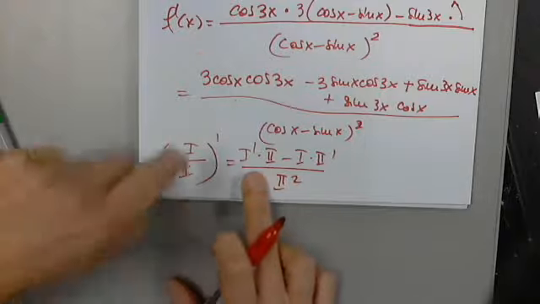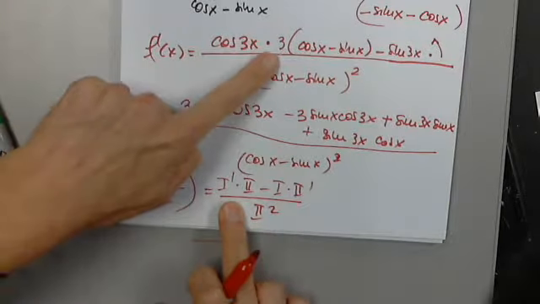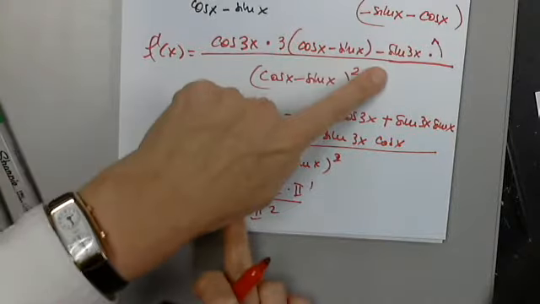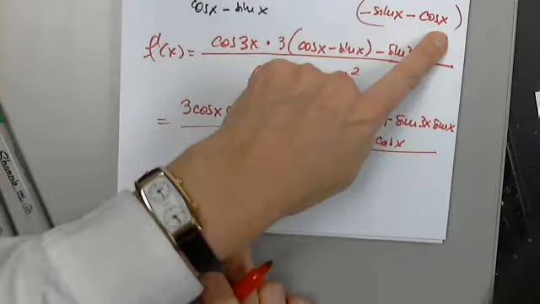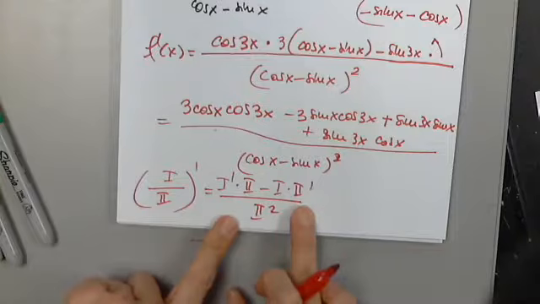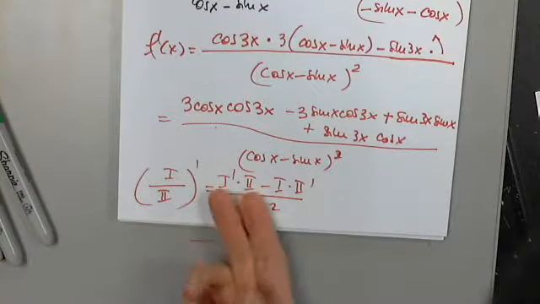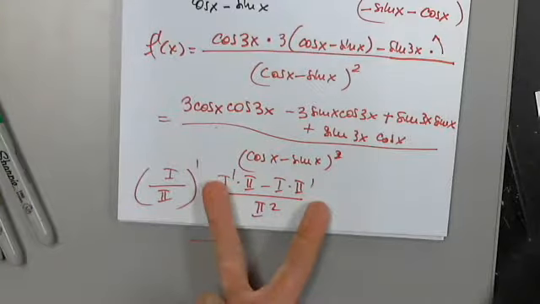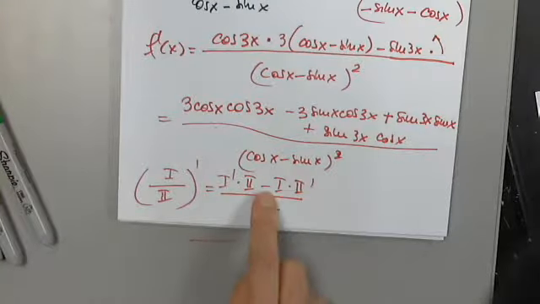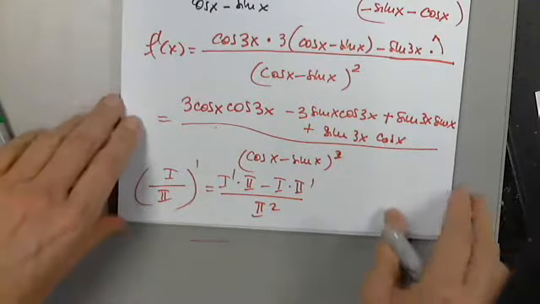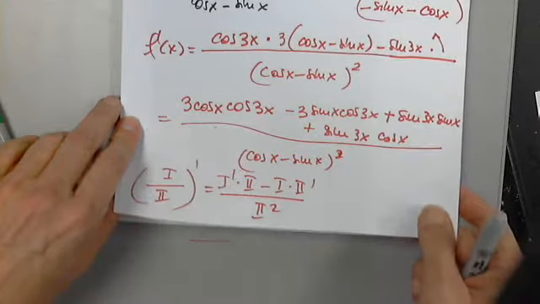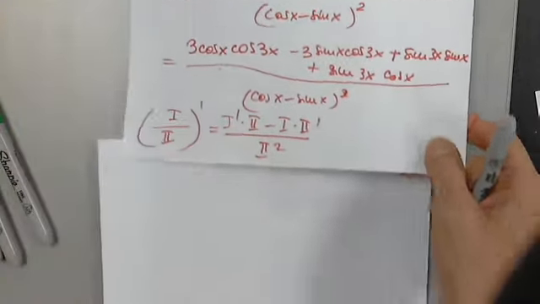So the first function prime is cosine 3x times the inner function prime, times the denominator, minus the numerator times the denominator prime. Now, if you want, you can twist this, but you cannot twist these because this one has to have minus in front. Is that okay, everyone? Yes? Okay. Moving on then.